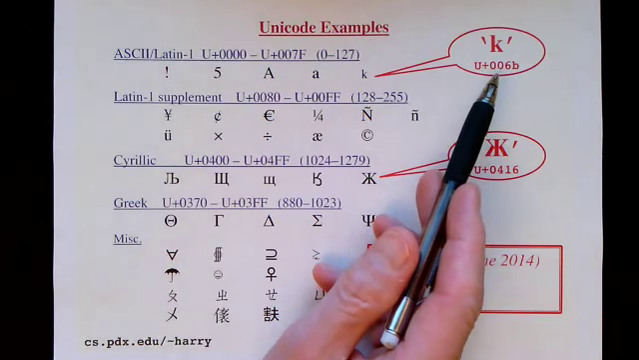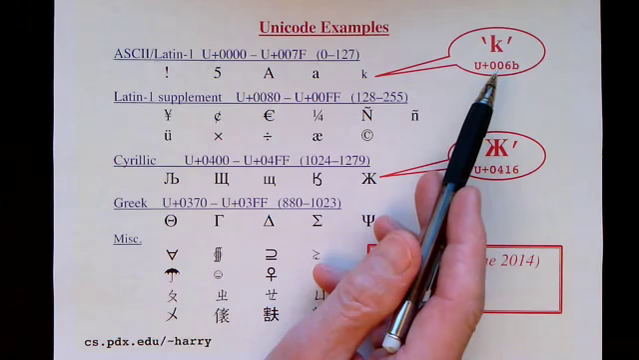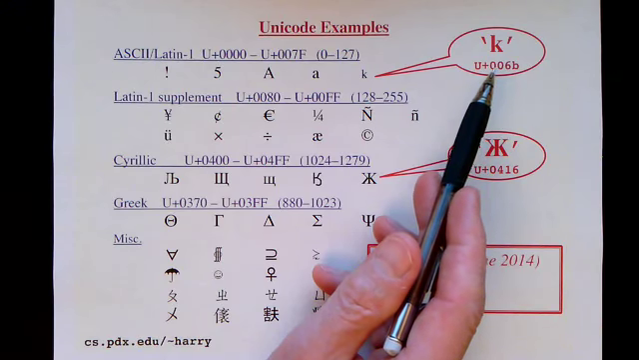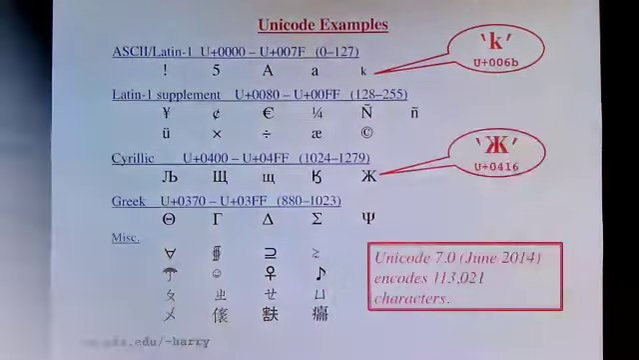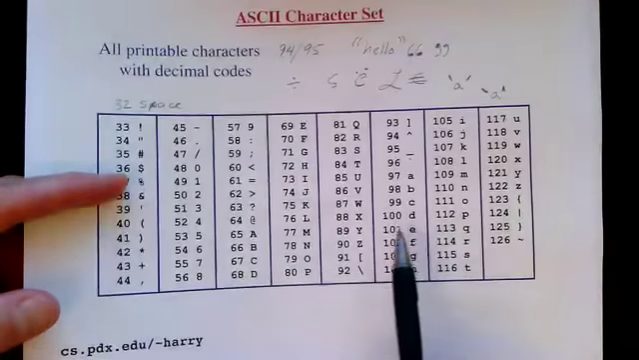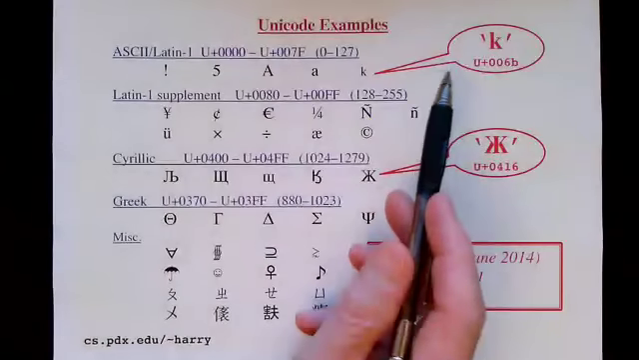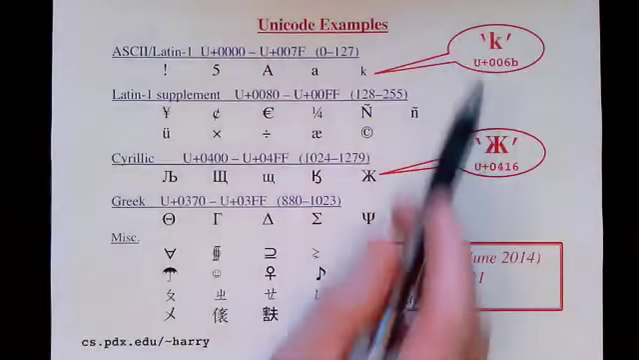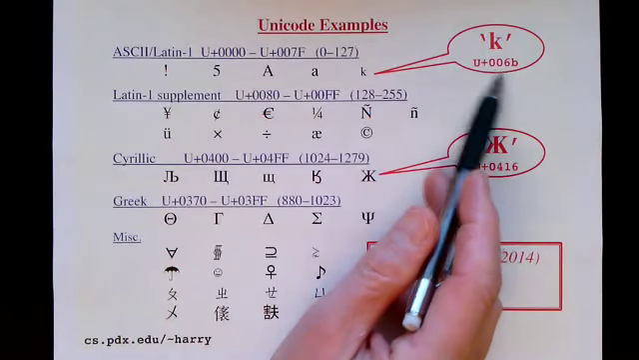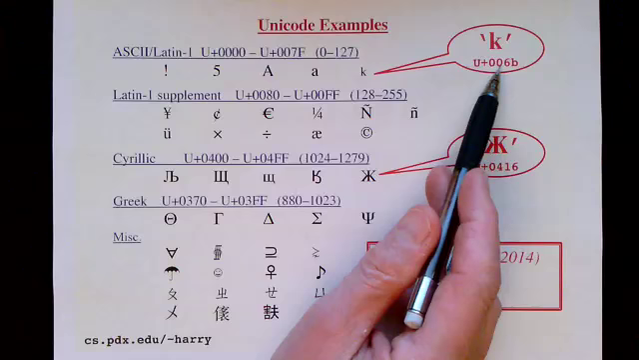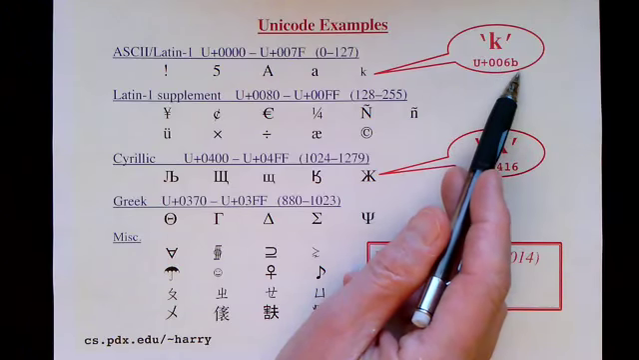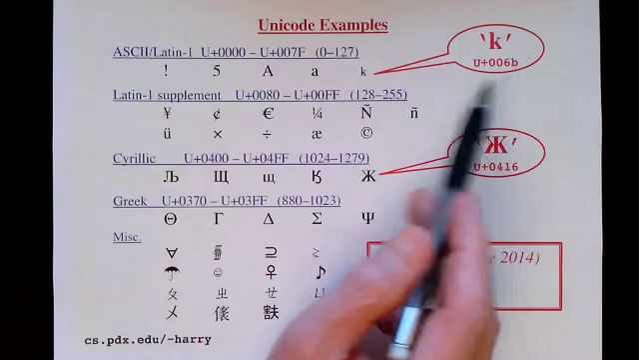If I go back to my charts of the ASCII characters, we see that the decimal value of a lowercase k was 107, and in hex that number is 6B. And we encode it as 2 bytes with U plus, and then 2 hex characters for the first byte and 2 hex characters for the second byte.